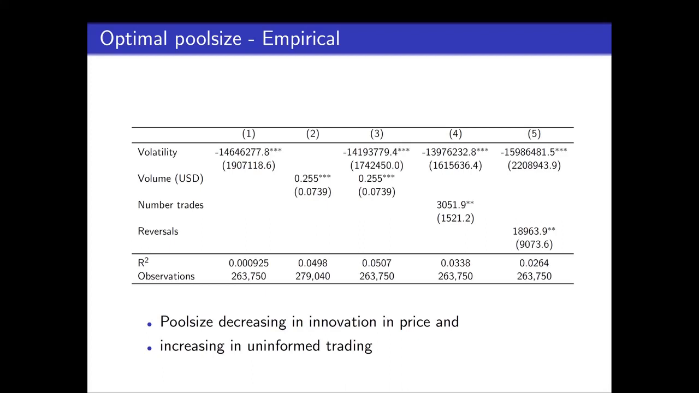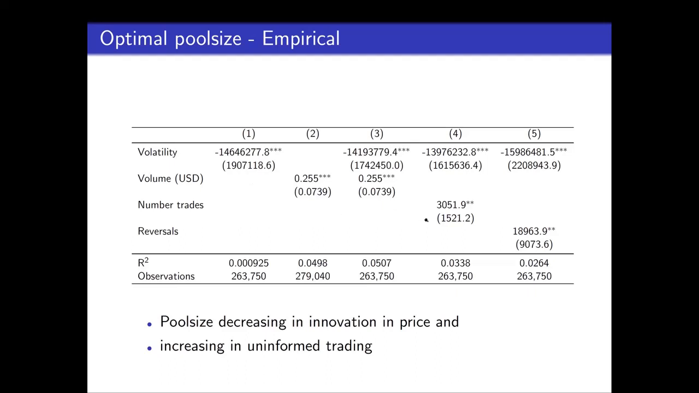The other thing that we predict from our model is that the pool size is increasing in uninformed trading. So how do we proxy for uninformed trading? Well, one crude proxy is volume. We argue that there's only so much information that comes out every day, and there's a resulting volume that corresponds to this. So any extra volume beyond that point would be uninformed trading. If we think about it like that, then we find that volume is actually positively correlated with pool size. The same logic applies for the number of trades.